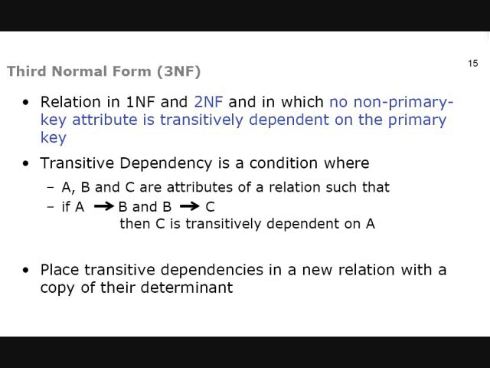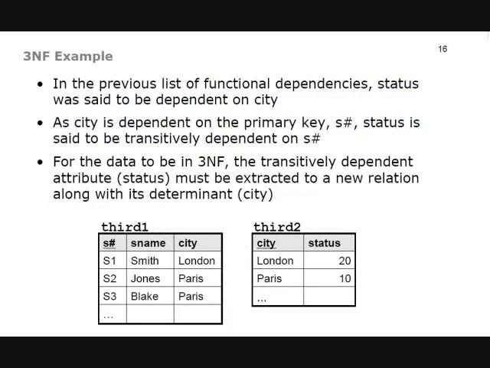So, did I have some transitive dependencies there? Yes, I do, because I have the city is dependent on the supplier number. The status is dependent on the city. Therefore, the status is transitively dependent on the supplier number in that particular example. So that is what I will call a transitive dependency. And that means we're not in third normal form.